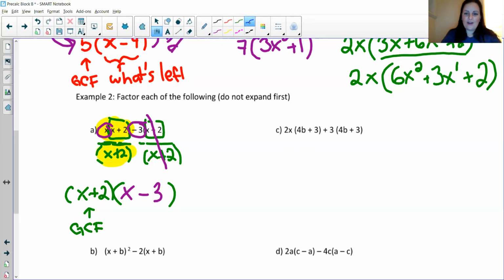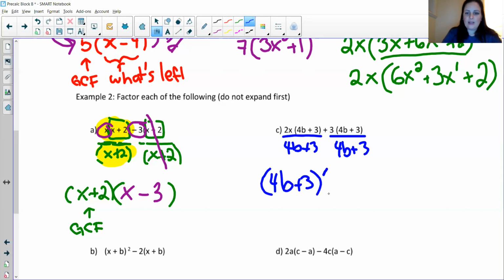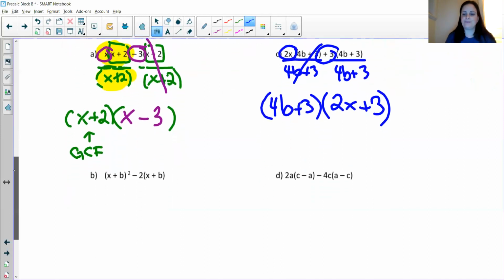Thank you for trying. All right, so here the greatest common factor is 4b plus 3. So the greatest common factor comes out, 4b plus 3, and what's left is 2x plus 3. And there you go. You have just written the factored form of that expression.